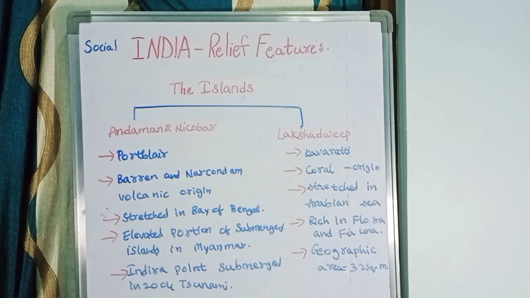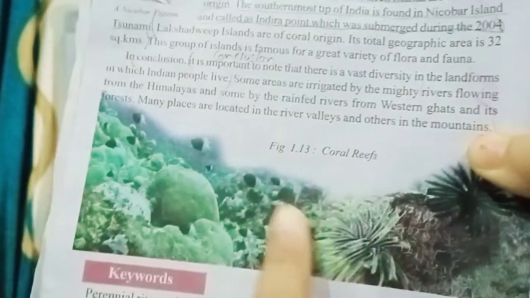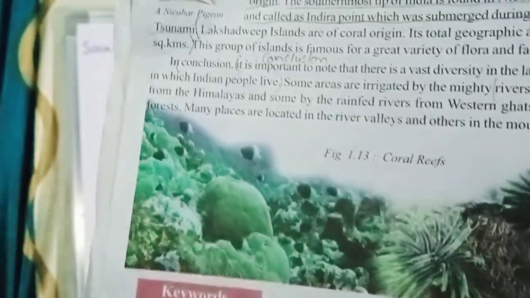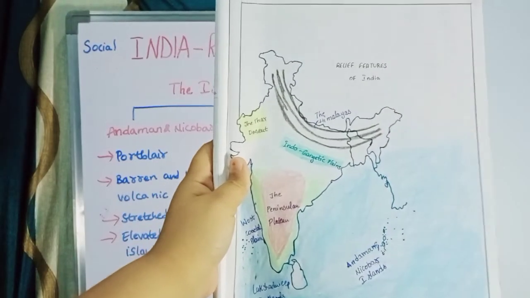Next is the Lakshadweep. Lakshadweep capital is Kavaratti. It's a coral region stretched in the Arabian Sea, rich in flora and fauna. Flora means plants, fauna means animals. Its geographic area is 32 square kilometers. Coral region means it has coral reefs, so this is called the coral region.